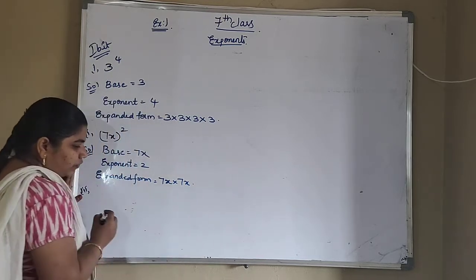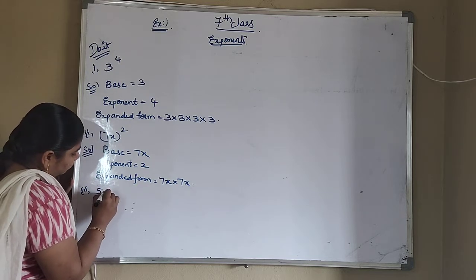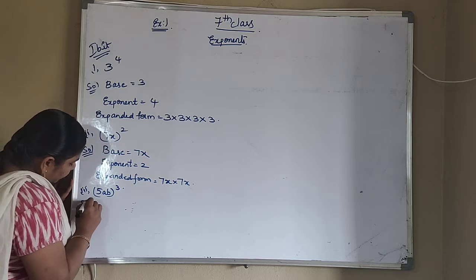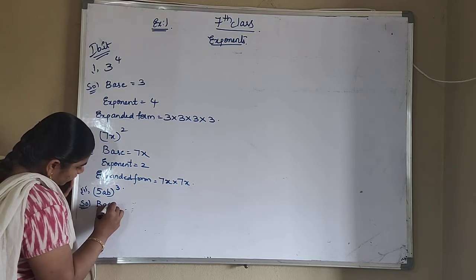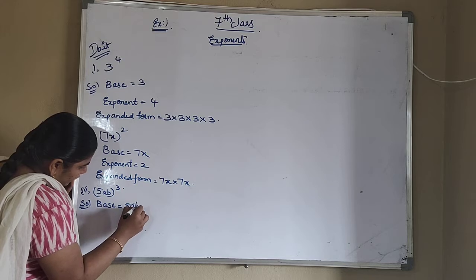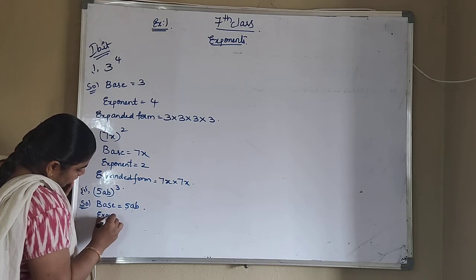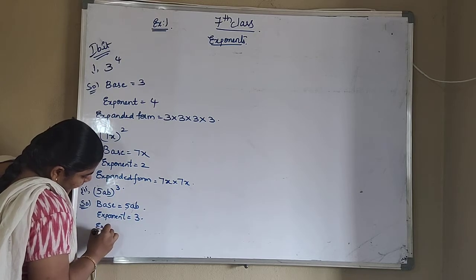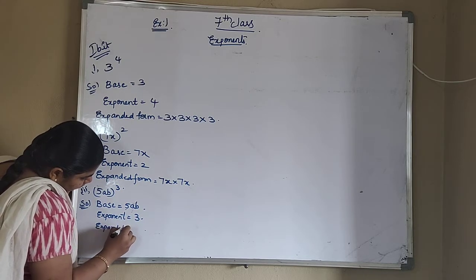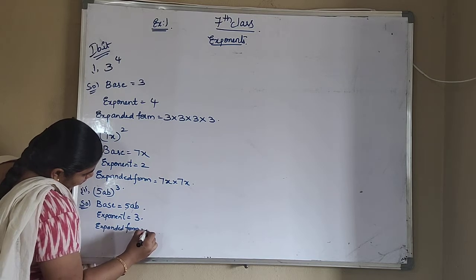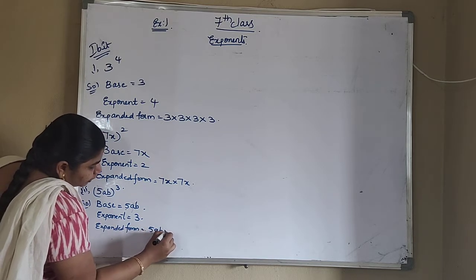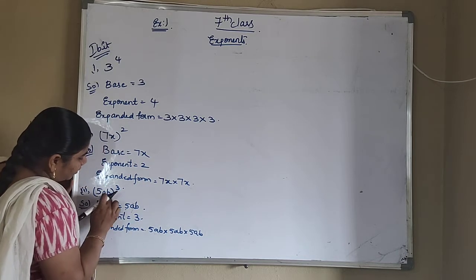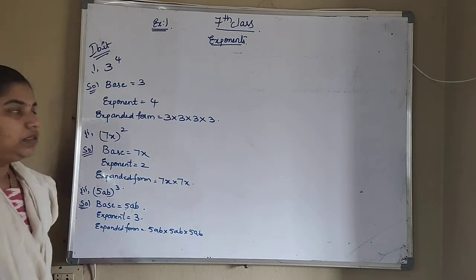Okay. So next one. Third one. 5ab whole power 3. 5ab whole cube. So in this base is what? Base is 5ab. Exponent is 3. And what is the expanded form? Expanded form is 5ab into 5ab into 5ab. This 5ab we have to multiply how many times? 3 times.